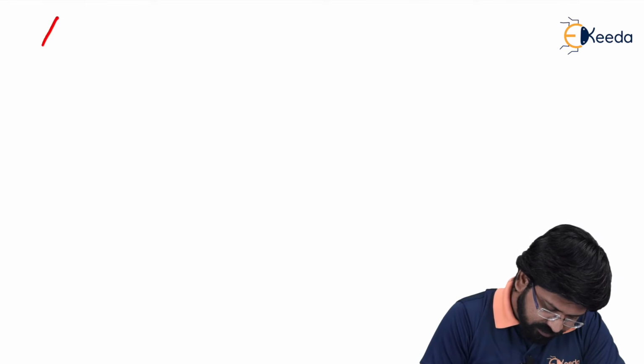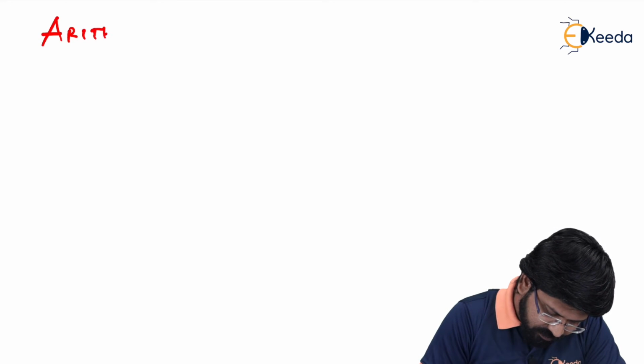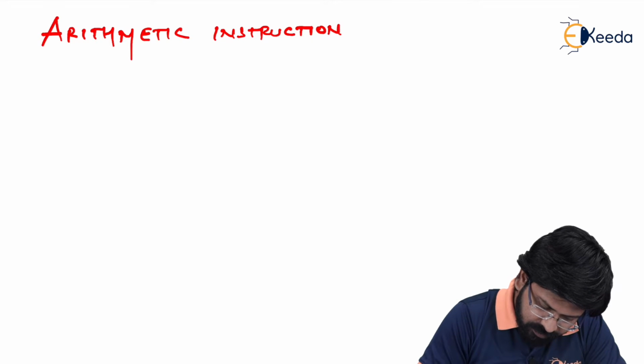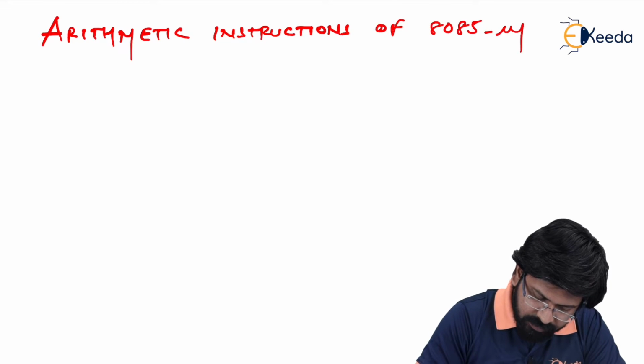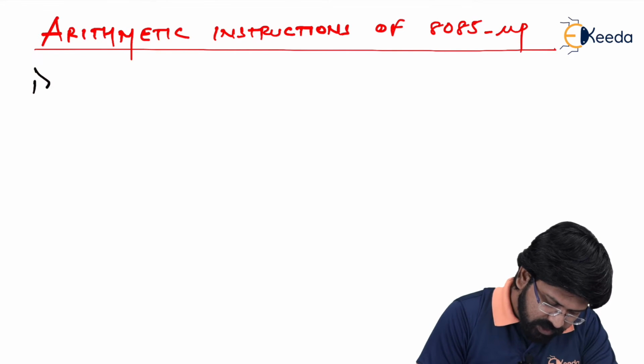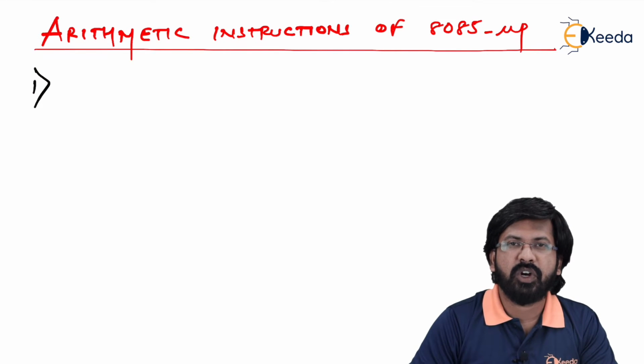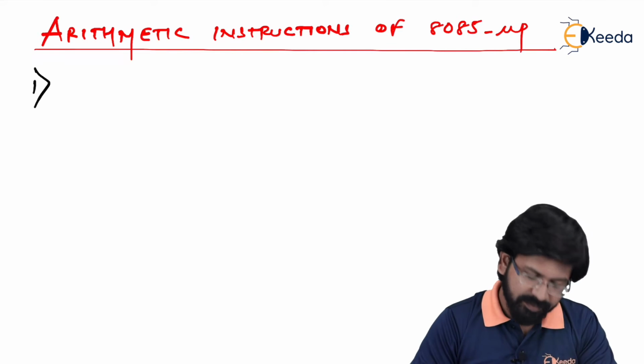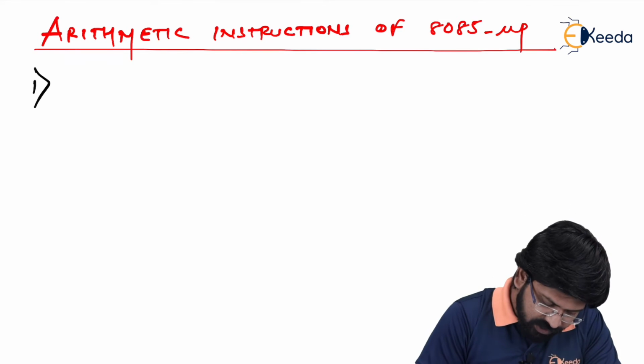So now we'll start with arithmetic instructions. Arithmetic instructions are those instructions which operate on addition and subtraction. First of all, I'll start with addition instructions.